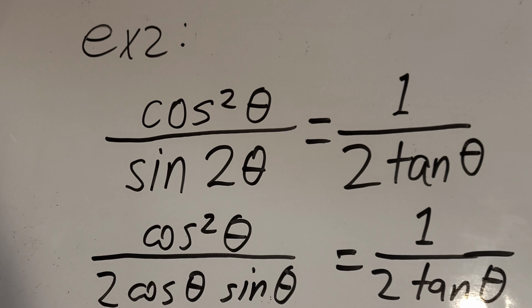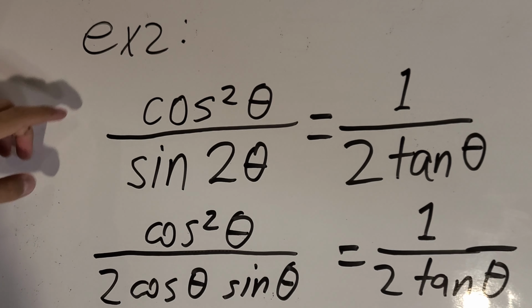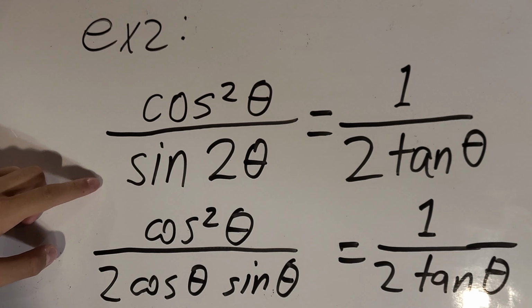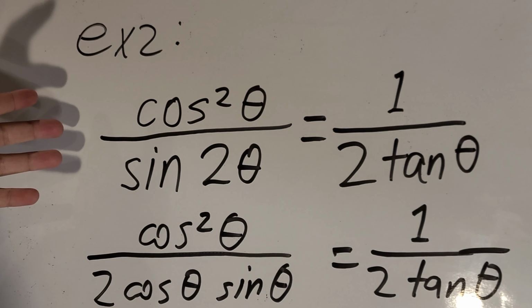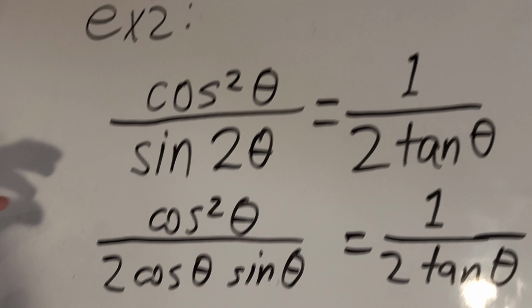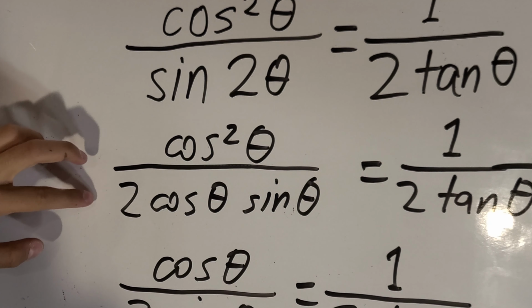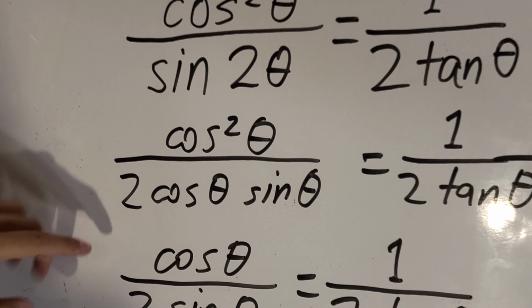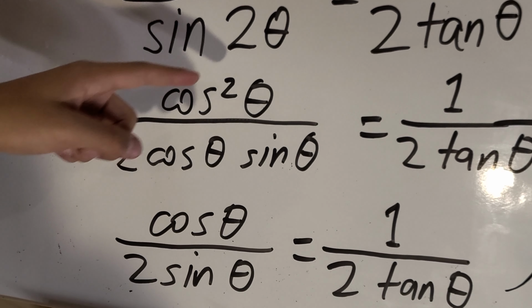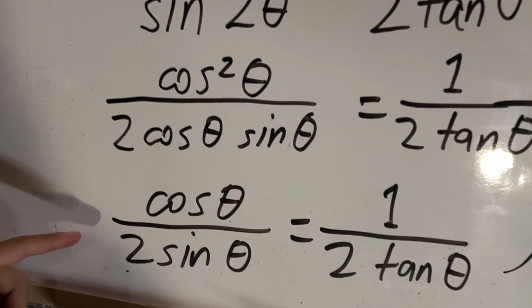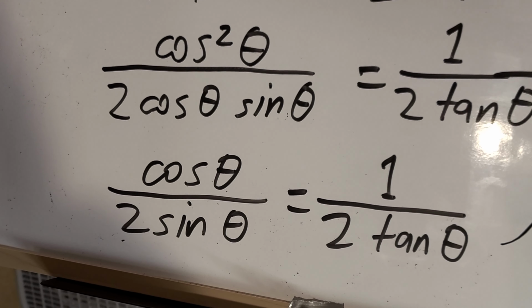Let me take you guys to another example. So as you can see here, we have a single angle in the numerator and a double angle in the denominator. It doesn't really seem that we can cancel these out at first. But if we apply this identity, we can have a single angle in the numerator and the denominator. So now we can take the cos theta out of the numerator and the denominator, and we're left with cos theta over 2 sine theta.